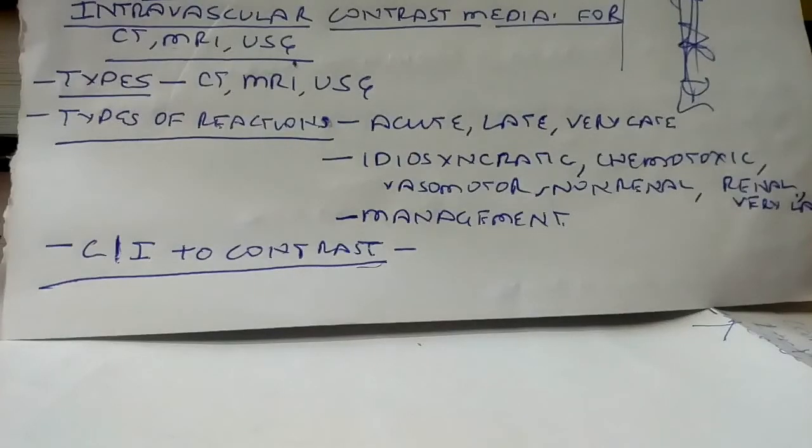Today's topic is intravascular contrast media for CT scan, MRI, and ultrasound. Now, most of the contrast media is excreted within 24 hours of injecting it. The types of contrast media are the ones used for CT scan, the ones used for MRI, and the ones used for ultrasound.